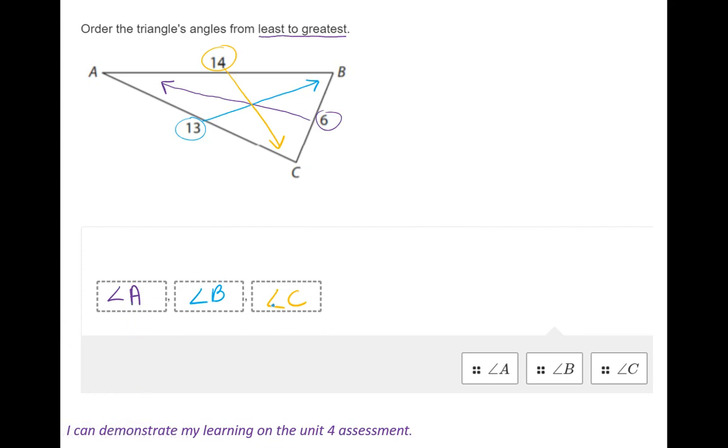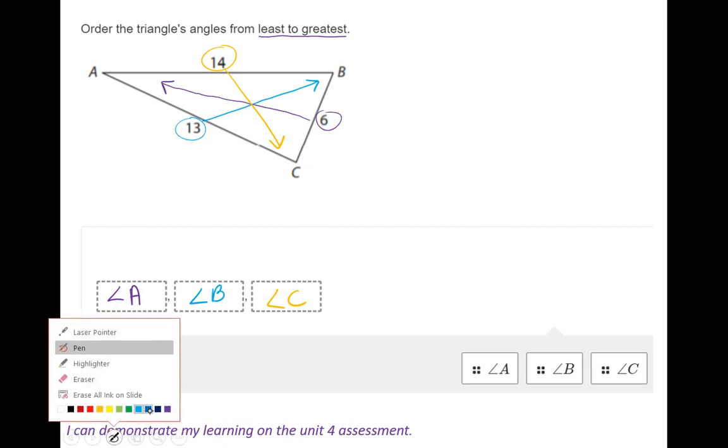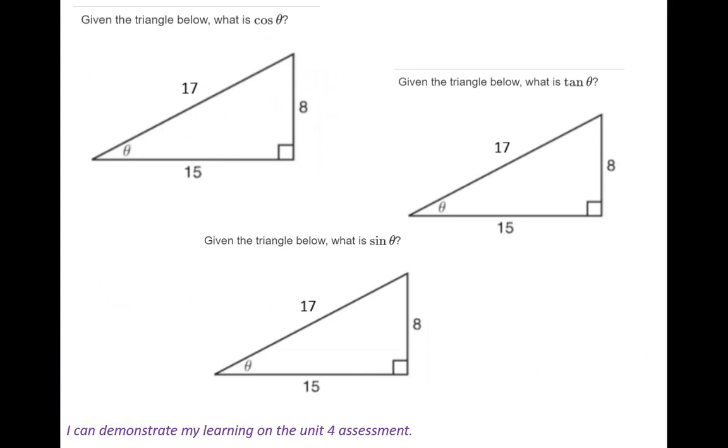And this will not always happen where we see angle A, B, C in order. So don't just write them in order. Make sure that you are checking it with the triangle. All right, on to the next one.